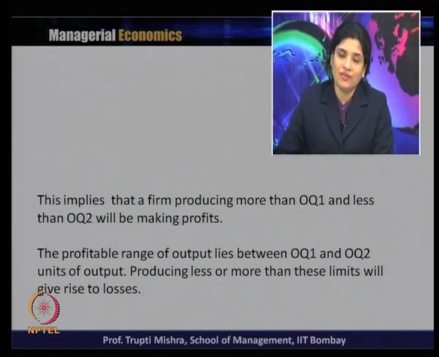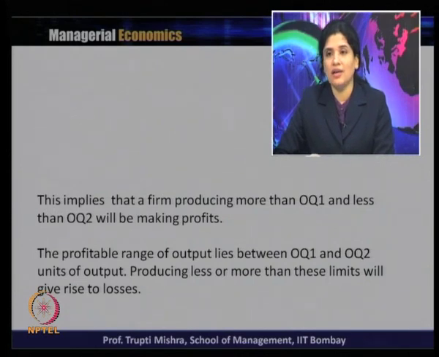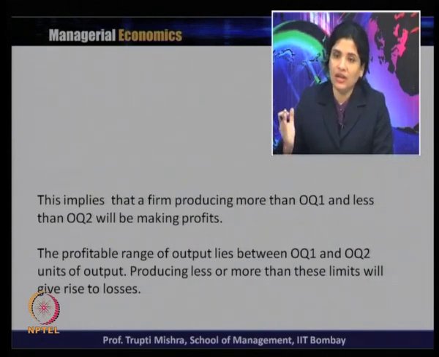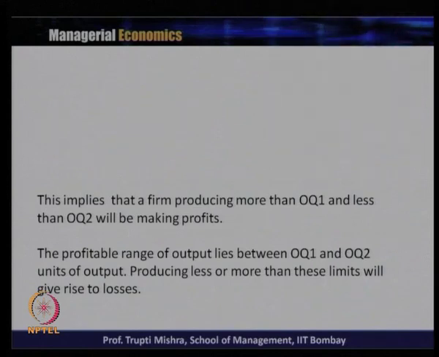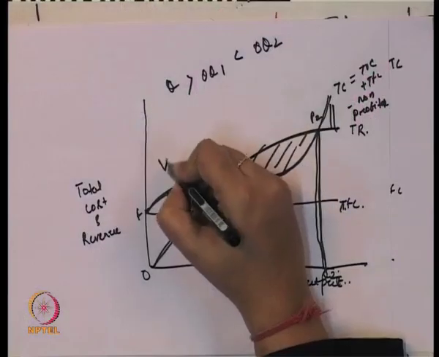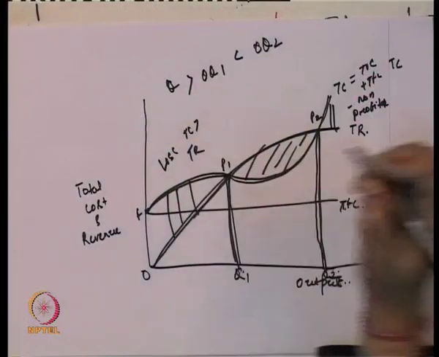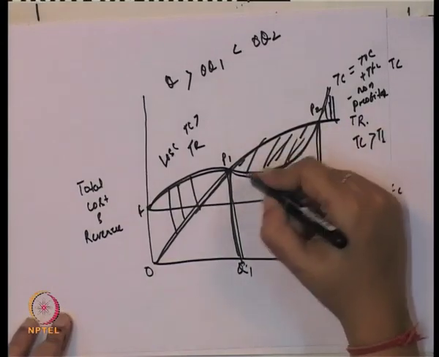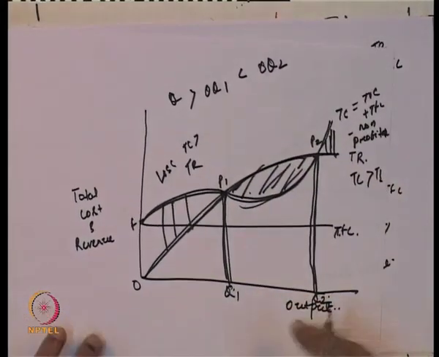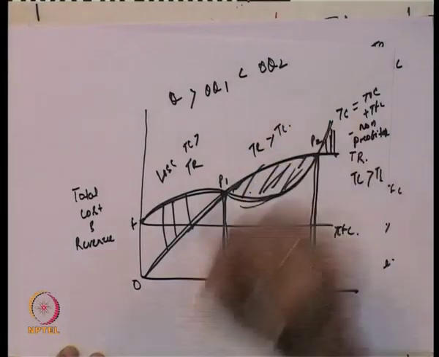So basically the essential difference between linear and non-linear breakeven analysis is that in linear breakeven analysis the profitable range of output is unlimited, but in non-linear analysis there is a limit to the profitable range of output. Producing more beyond that, or producing less before that, will lead to a loss. This is a loss because total cost is greater than total revenue. This is also a loss because total cost is greater than total revenue. This is the profitable range of output where total revenue is greater than total cost.